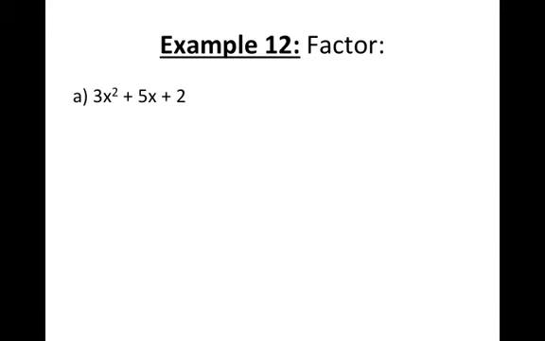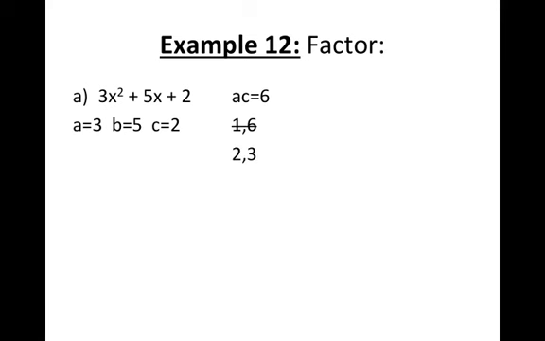All right, so I've got 3x squared plus 5x plus 2. So a is 3, b is 5, c is 2. So AC is 6. So we start going through the factor pairs for AC, starting with 1, 6. 1 plus 6 does not equal 5, so we cross that out, move on, and use 2, 3. 2 plus 3 does equal 5, so we can rewrite 5x as 2x plus 3x, and that's our next step.